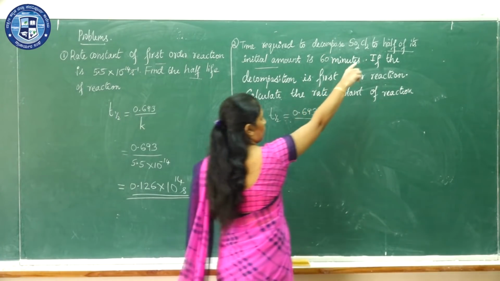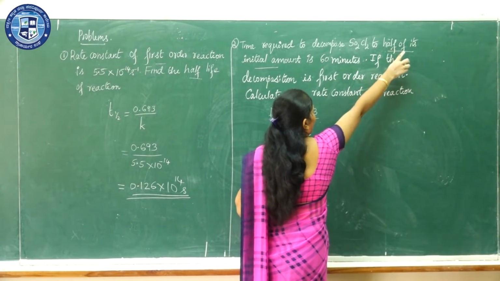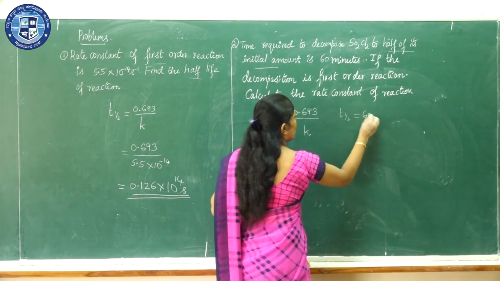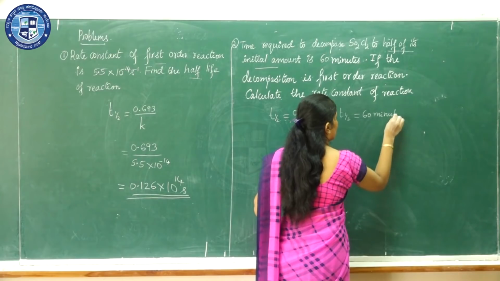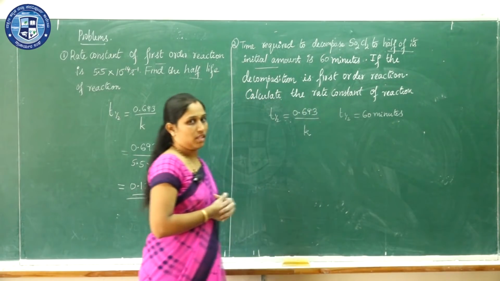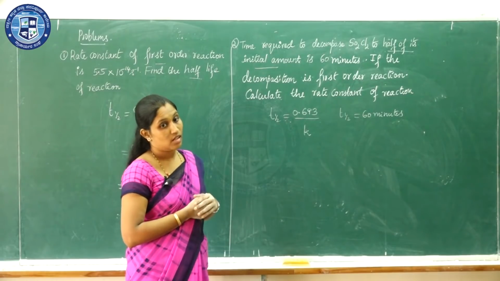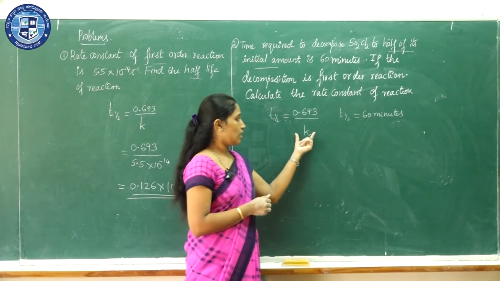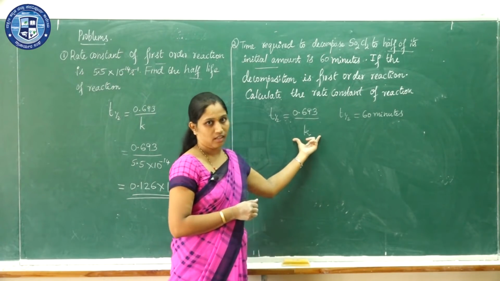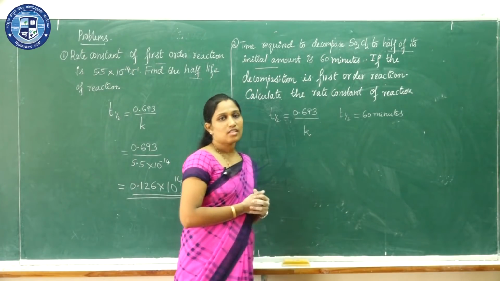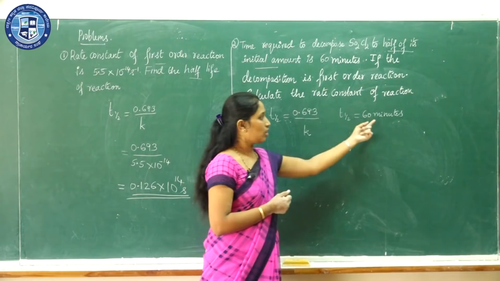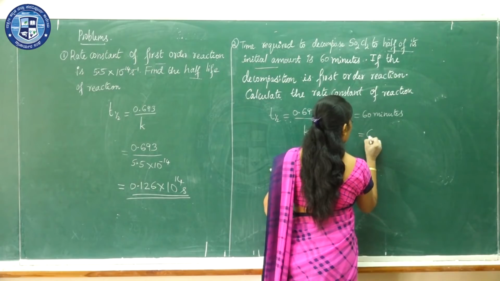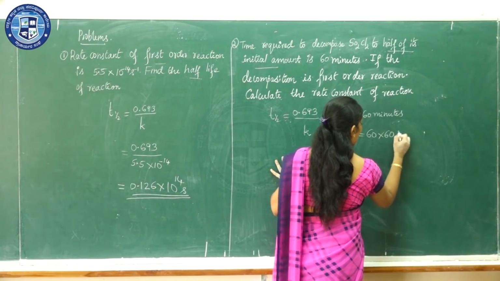So, in this case, T half is given, half of its initial amount, as 60 minutes. But here what I will do is convert it into seconds. Why? Because as you know, the unit of rate constant K for a first order reaction is second inverse. So, I will be converting these minutes into seconds. How to convert it? 60 into 60 seconds.